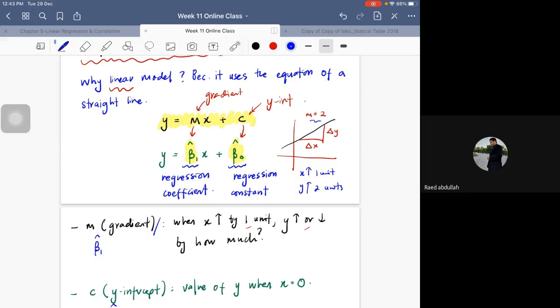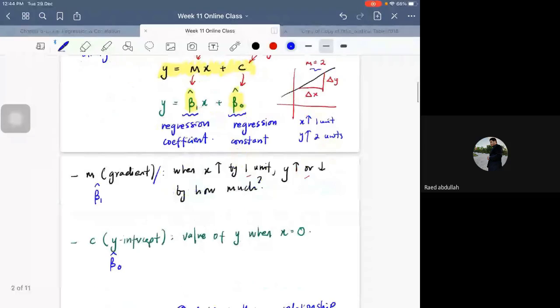And it depends on whether it's going to increase or decrease. So it depends on our gradient. If it's a positive value, then yes, it's going to be a positive relationship. If it's a negative gradient, then it's going to be a negative relationship between x and y. Right, so that is going to be the idea of our model.